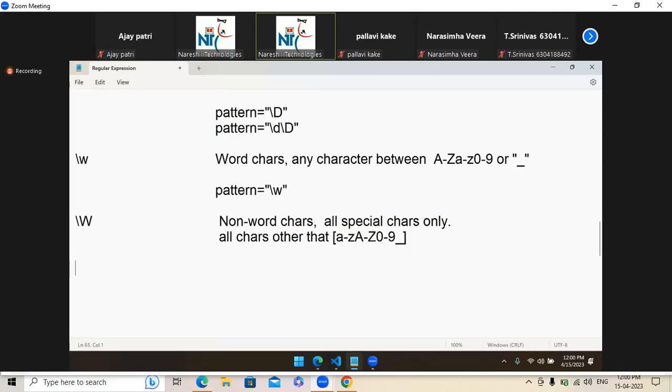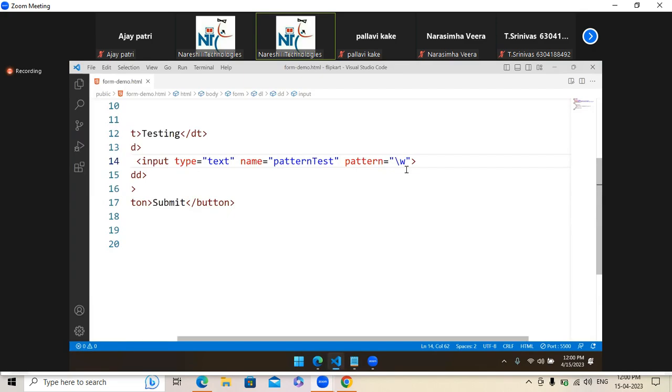Other than these, all are allowed. That means only special characters are allowed. Uppercase alphabets and lowercase alphabets are not allowed. Numbers are not allowed. Only special characters are allowed, which you can define by using \W.